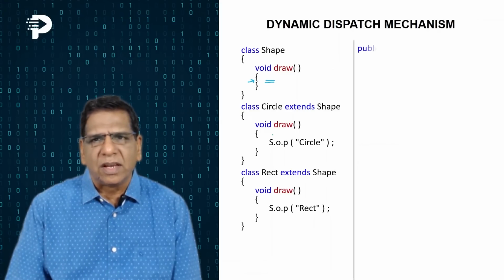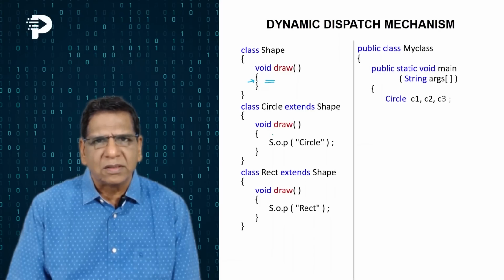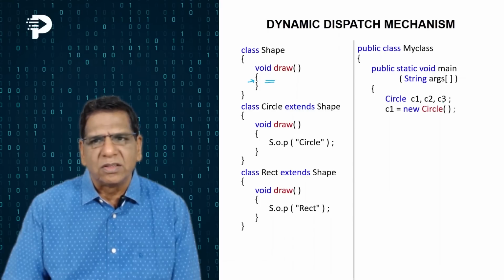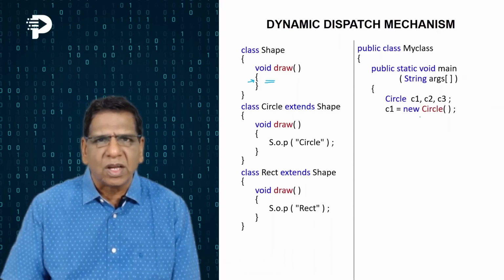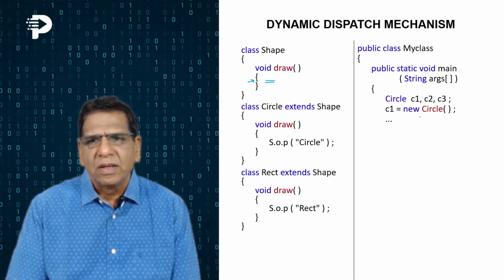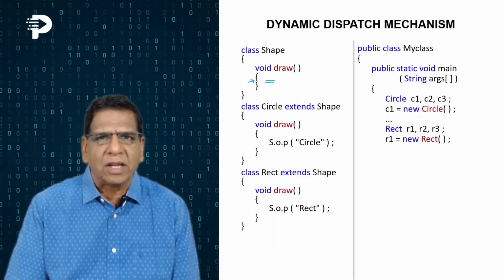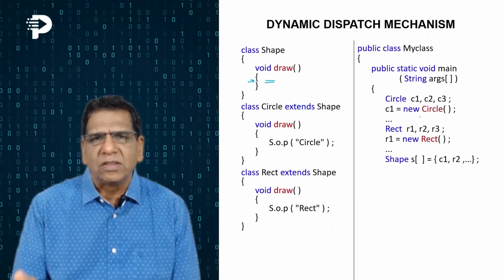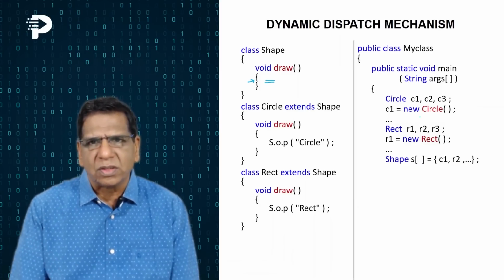Then let's try to use these classes. Within main, what I would do is create circle objects. Realize that C1, C2, C3 are right now merely references. We will have to say C1 equal to new circle, C2 equal to new circle, and C3 equal to new circle to create the objects and store their addresses in C1, C2, C3. Same thing I will do for rectangles. Create rectangle objects, store their references in R1, R2, R3. And then all these references together I will gather into a shape array in any order that you want, C1, R2, C2, so on and so forth.